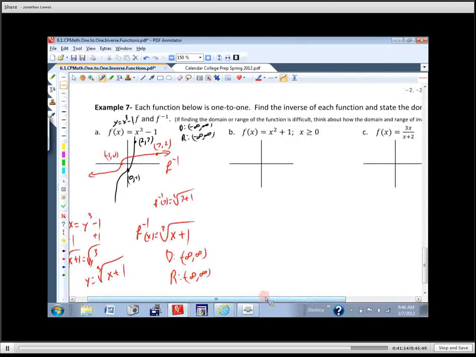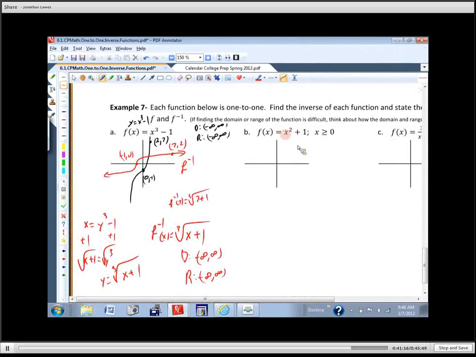Okay. All right. Let's take a look at this one right here. So here is F. Let's graph that. Notice that it's a restricted domain, we call this. We're not plugging in anything we want. We're only plugging in x's that are greater than or equal to 0. That's a fancy way of saying what? It's half of the parabola.